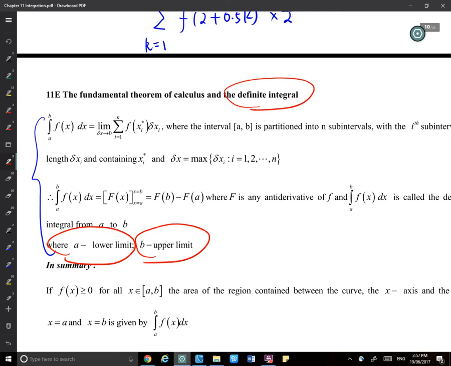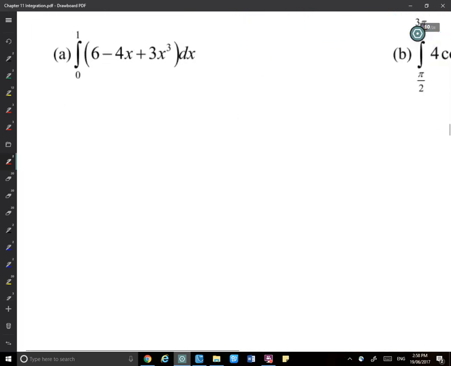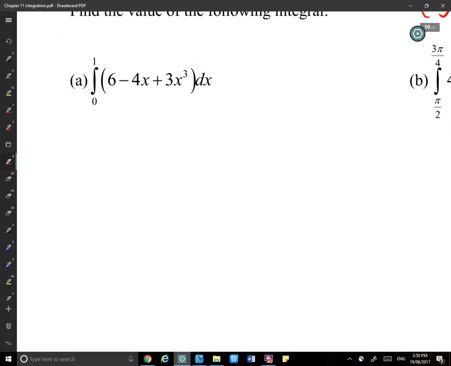Without the bound values, the meaning of the integral is using the f dash x function to find f x. But with the upper limit and lower limit, it means the area under the curve f x in between the values a to b. So it's very easy to calculate that. Ignore the 0 and 1 for a moment first. You just do normal integrations.